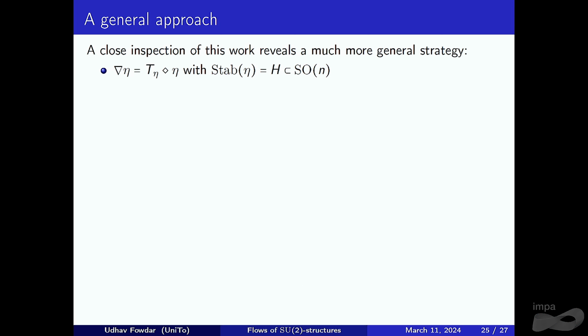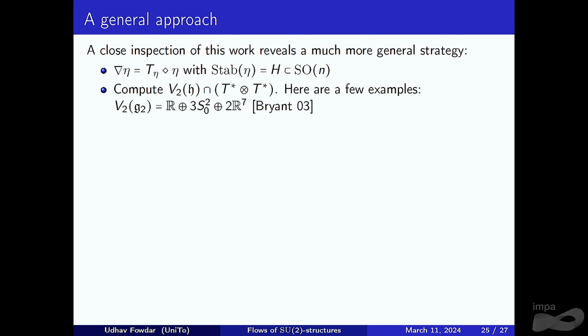If we go back to the beginning, to Berger's list, you can always define the intrinsic torsion from this relation here. Take the derivative of your tensor, and that precisely is the torsion. But then you can always compute the space of second-order invariants. In the G2 case, if you look at Robert's remark, you'll find that the space of second-order invariants has 1 copy of R, 3 copies of the traceless symmetric tensors, and 2 copies of R7.